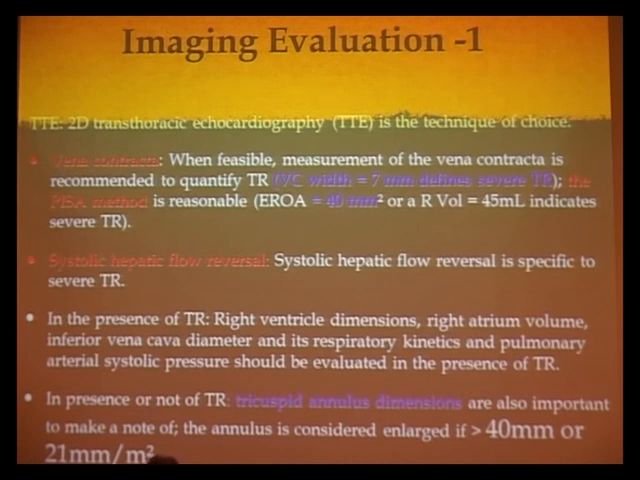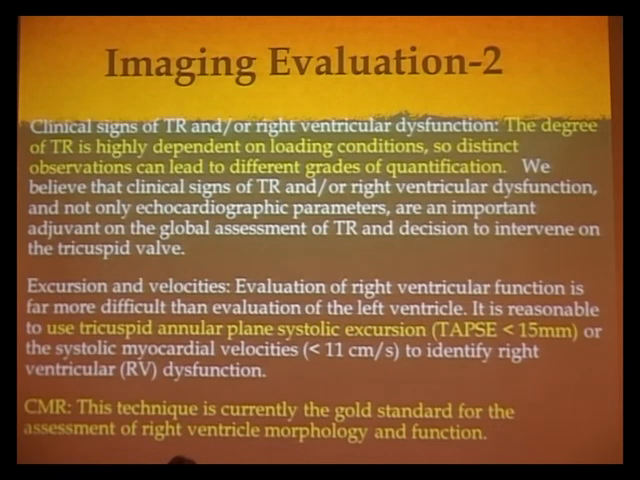In the presence of TR, tricuspid annulus, as it was mentioned before, is very much important. We decide if we carefully measure it, if it is over 40 millimeters, or new concept is 21 millimeter per meter square of body. Then tricuspid surgery is indicated. So as you can see, we have now very distinct or strict parameters.